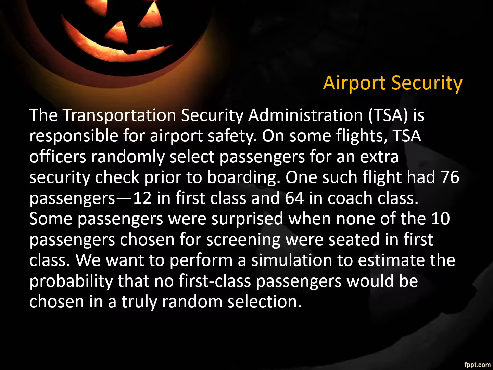The Transportation Security Administration, TSA, is responsible for airport safety. On some flights, TSA officers randomly select passengers for an extra security check prior to boarding. One such flight had 76 passengers, 12 in first class and 64 in coach. Some passengers were surprised that none of the 10 passengers chosen for screening were seated in first class. We want to perform a simulation to estimate the probability that no first-class passengers would be chosen in a truly random selection. So basically, we're questioning the TSA, and we want to know what is the likelihood of getting 0 first class out of 10 passengers.